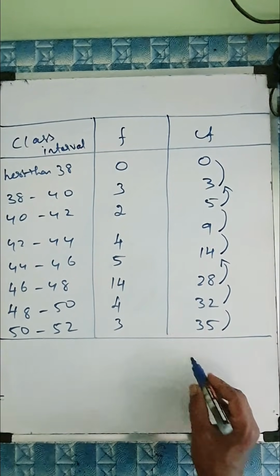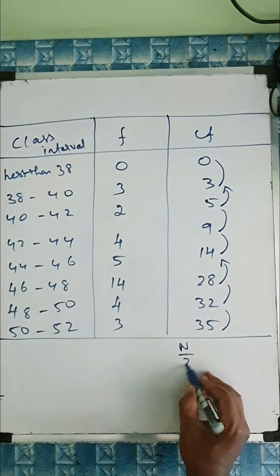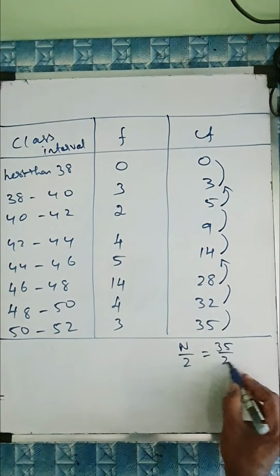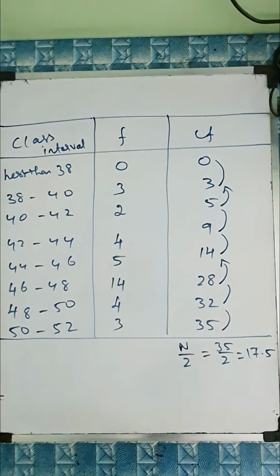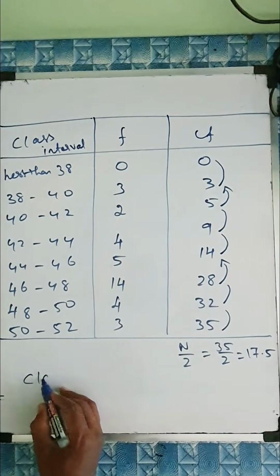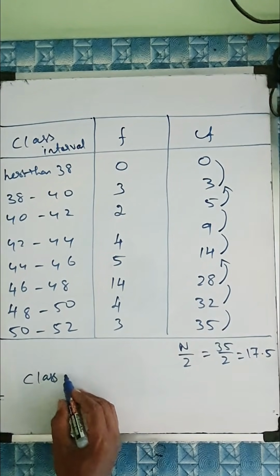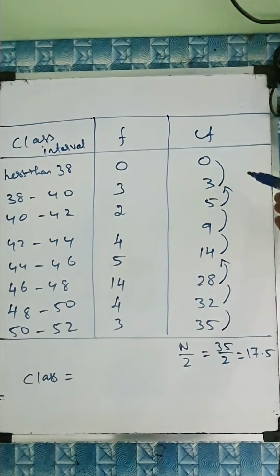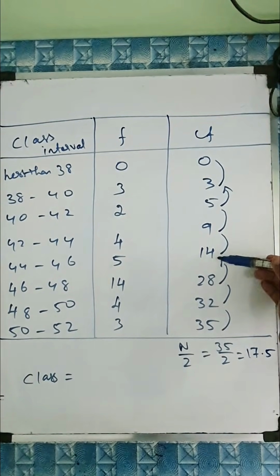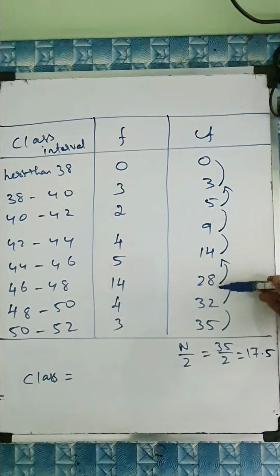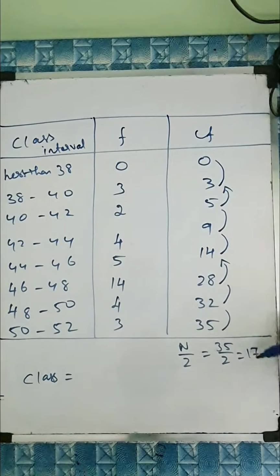Now we already know this: n by 2, 35 by 2, will be 17.5. So 17.5 means which class will we take? CF 17.5, which one can we take? We can't take 14, is it? Even if it's 15, we come to the next only. So 15, 16, 17, 17.5 will come for 28.